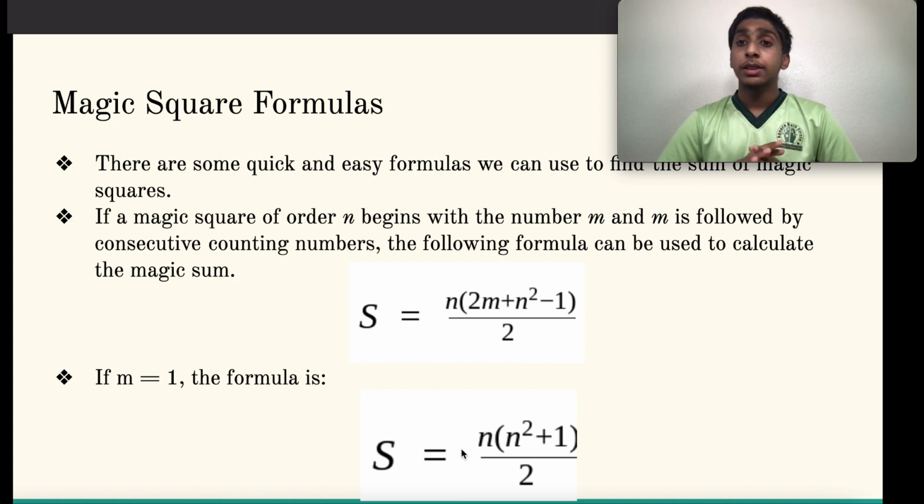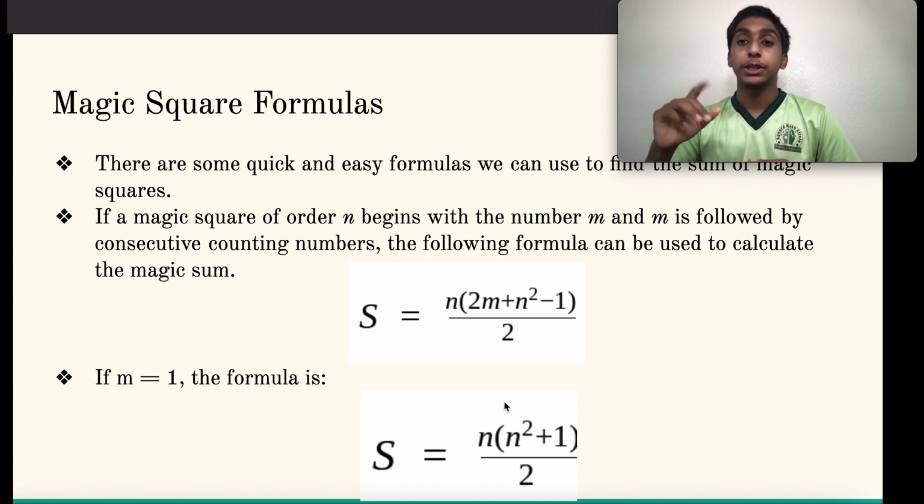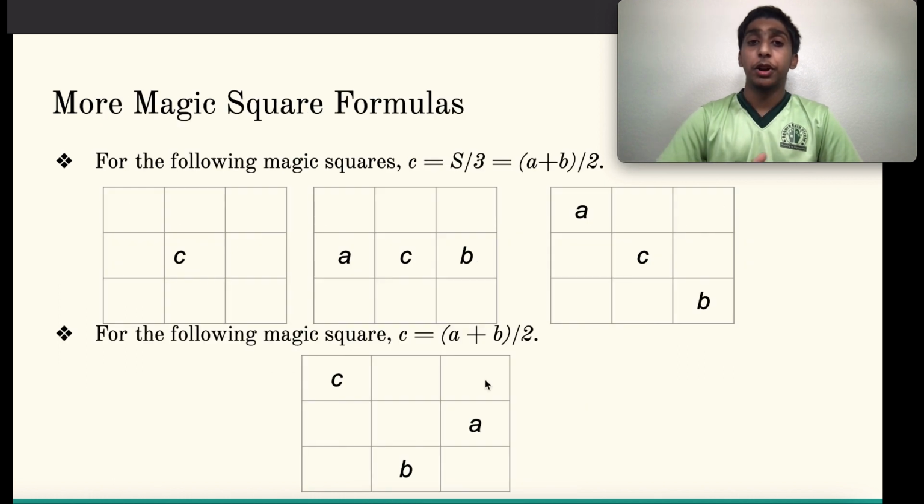The way we get this is by plugging m equal to 1 into the original formula up here, and that's how we get this new simplified formula, which only applies if m is equal to 1, that is, if the first entry in the magic square is 1. So now that we know these basic formulas, let's move on.